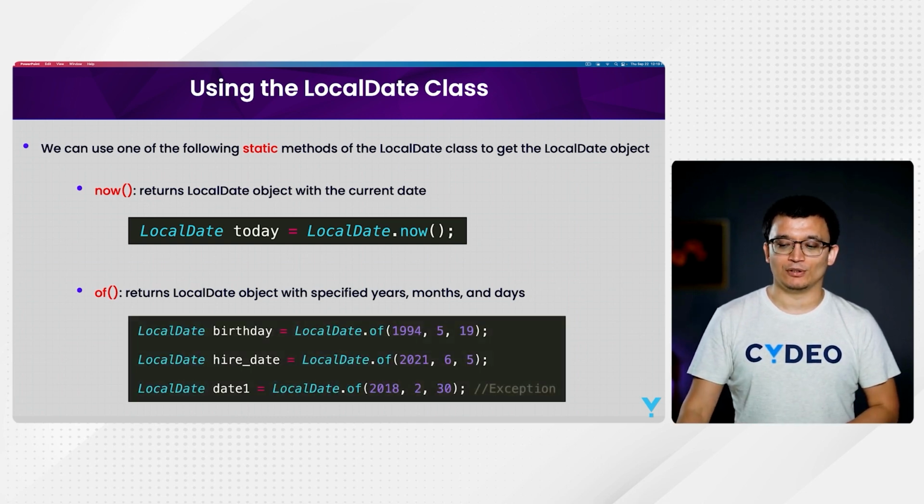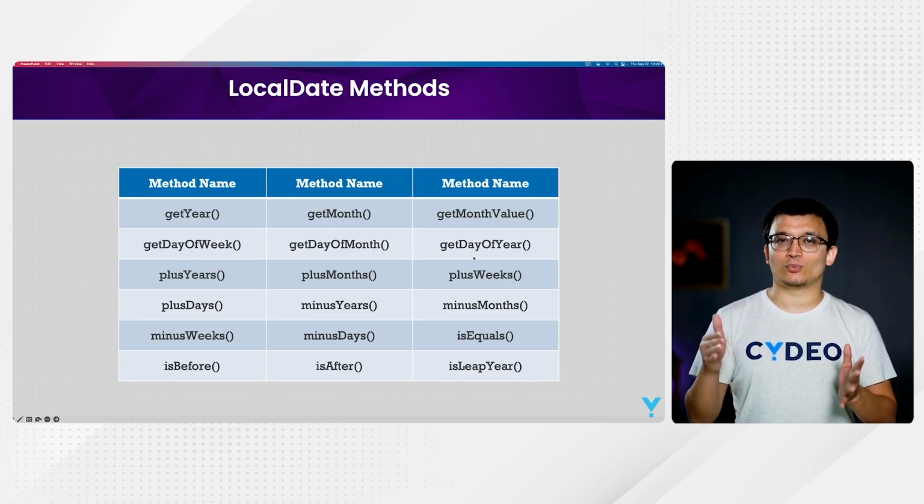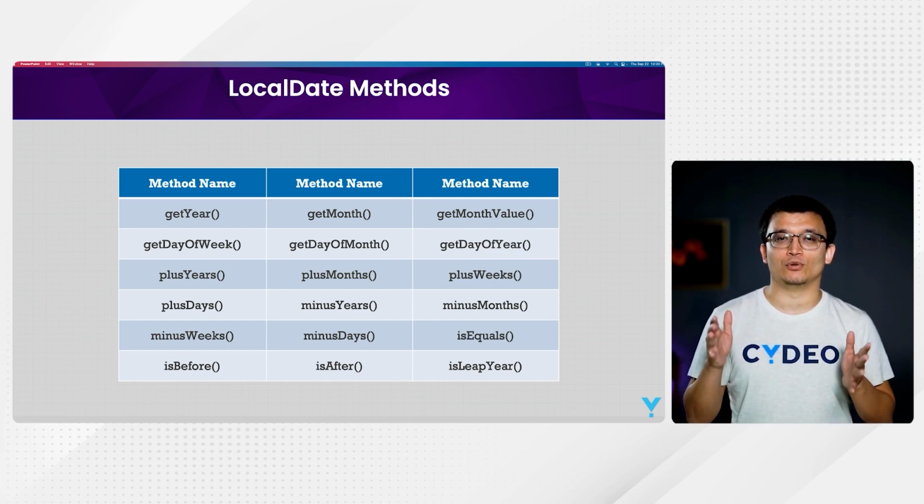For example, if I create a variable birthday and the data type is LocalDate, in order to instantiate this variable, I can use the of method, and then I can pass the birth year, birth month, and also the birthday. The same goes with the hire date. You can use the of method so that you can specify all the components of the date, the year, month, and day, all of them. And once you get the LocalDate objects, you are also able to use the methods of the LocalDate class.